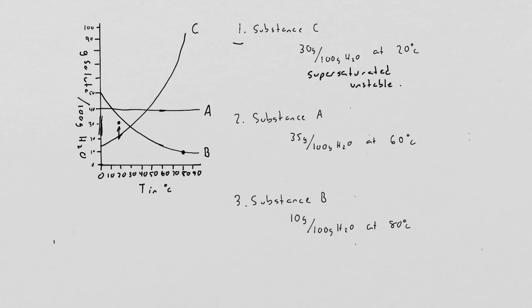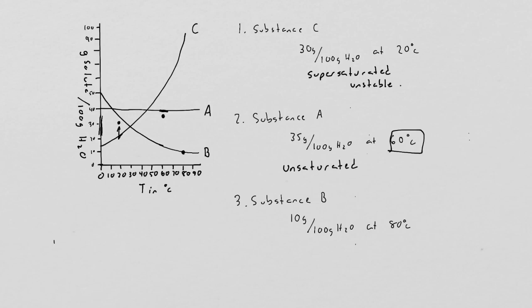Let's look at the next solution, solution A. Solution A, you can see the line is kind of flat here. We're going to go up to 60 degrees Celsius. So we always go to the temperature first. Then we go up to 35, which is right about here. And for solution A, the line is right here. We're actually below the line. So we should be able to put almost 40 grams in there, but we have 35. That makes this solution unsaturated.